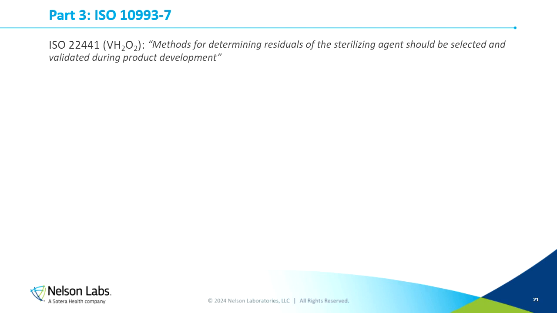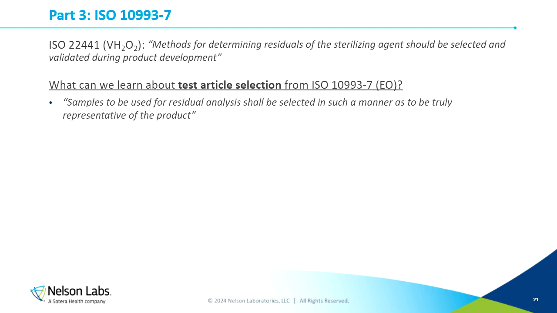Okay, so now we can move on and forget about toxicology for a few minutes and start thinking about the test articles. What are we actually going to be testing, and how are we going to be testing them? So ISO 22441 simply says that the methods for determining residuals of the sterilizing agent should be selected and validated during product development. Basically, it tells you you need to do this, but it doesn't tell you how. So this is why I wanted to look at ISO 10993 Part 7 to get a little bit more insight.